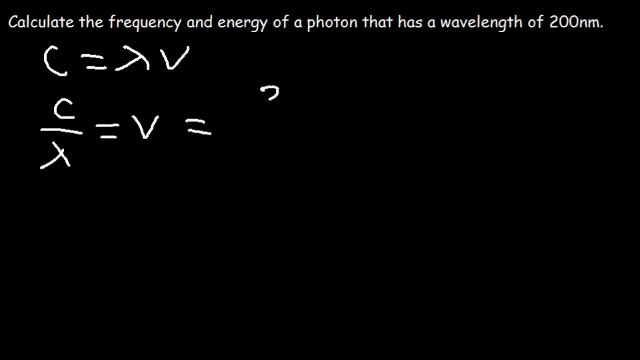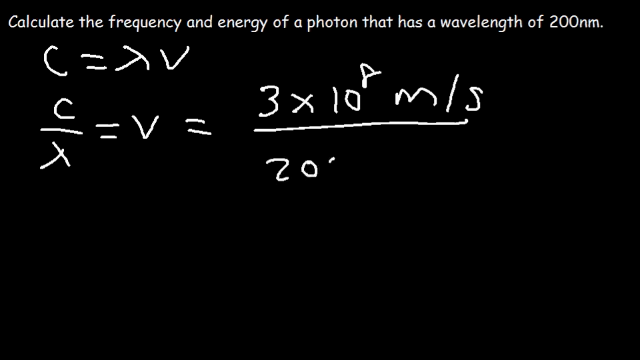So the speed of light is 3 times 10 to the 8 meters per second, and the wavelength is 200 nanometers, but we need it to be in meters so that it can match with meters per second from the speed of light. So keep in mind, 1 nanometer is 10 to the negative 9 meters. So now meters is going to cancel, and we're going to get the units for frequency, which is s to the negative 1, or 1 over seconds.